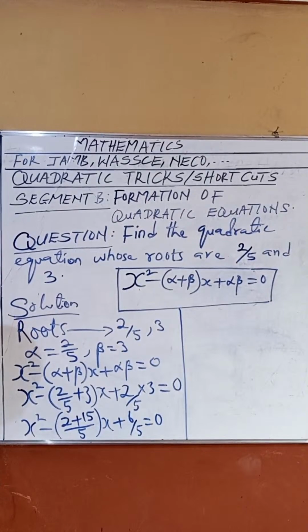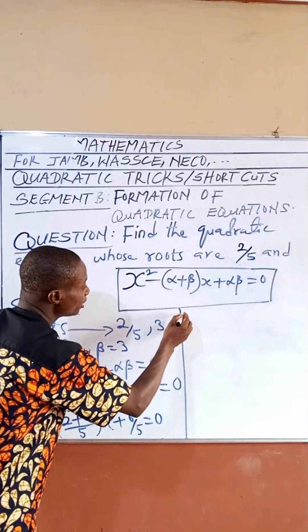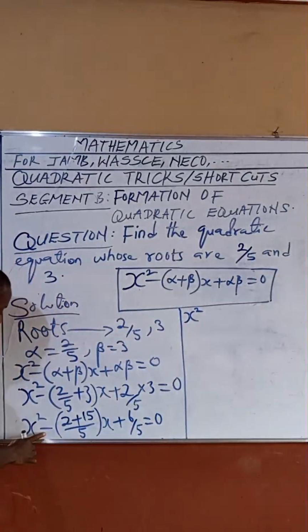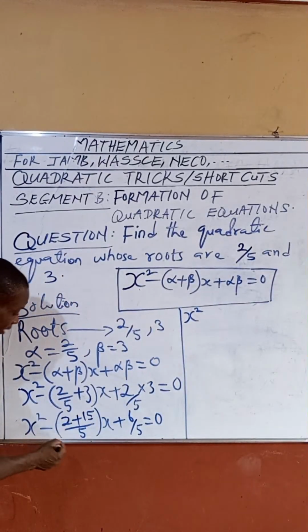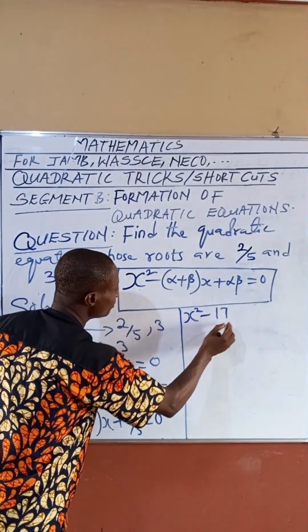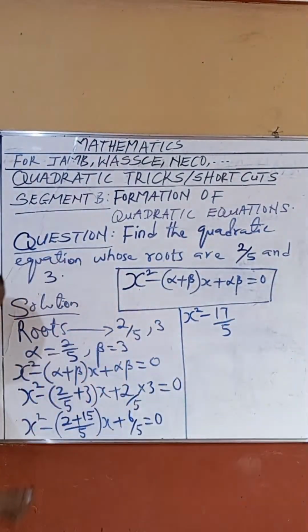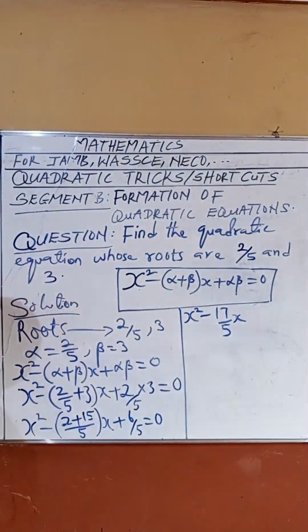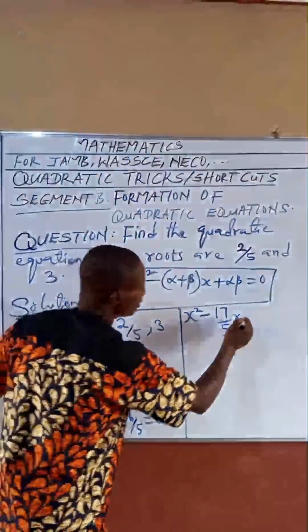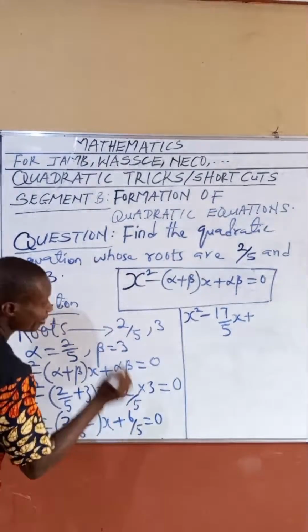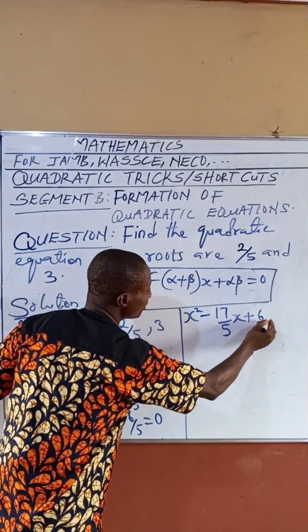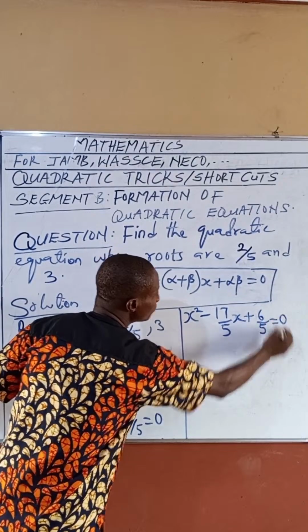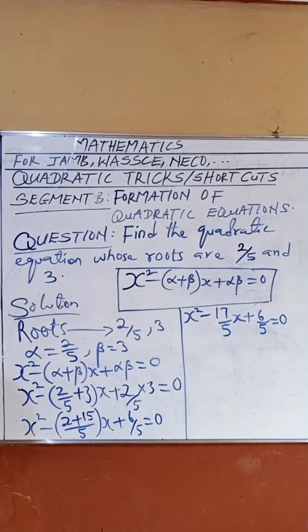So finally, what will be the answer? We are going to have x squared minus, 2 plus 15 is 17, that's minus 17 over 5. Then we bring in our x right here. Then plus 6 over 5. And this equates to 0. This is the solution.